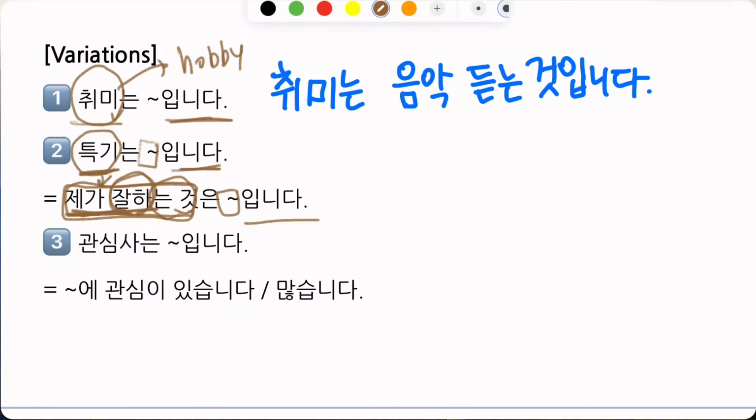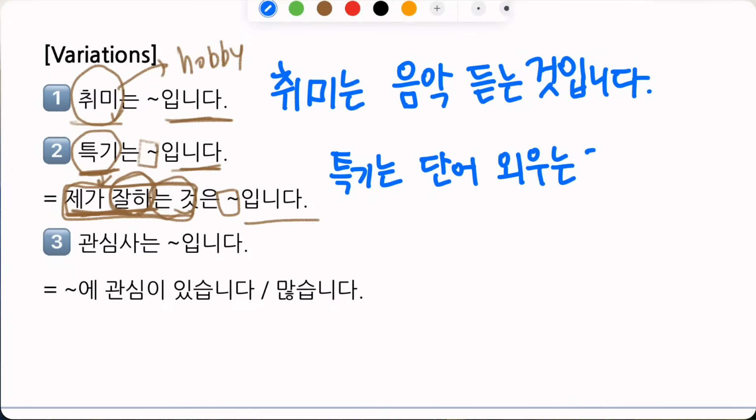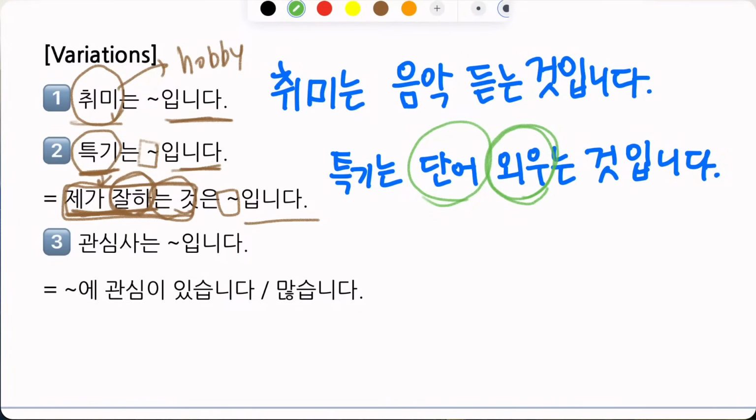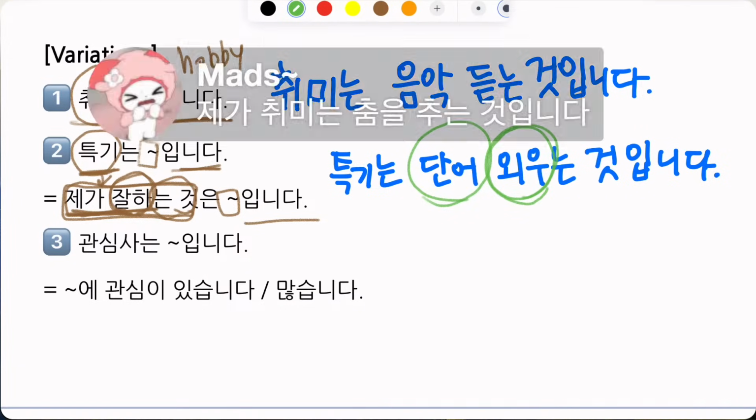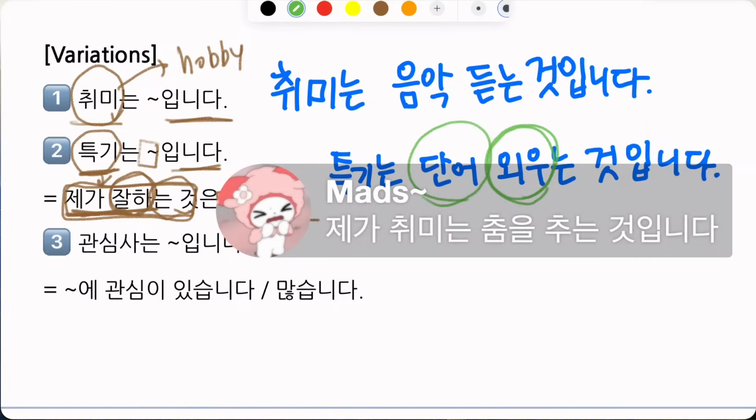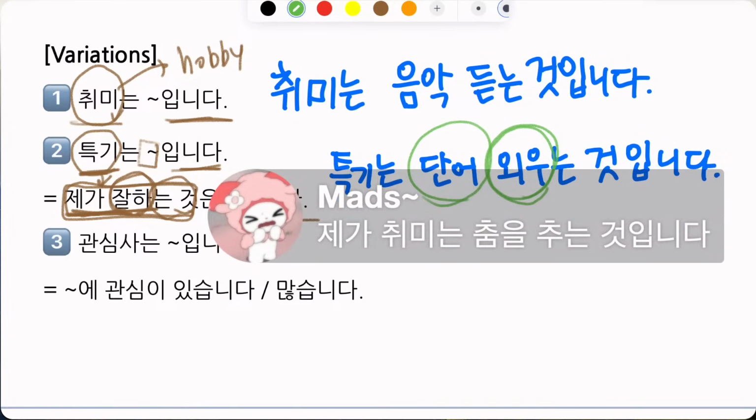So if you say what I'm good at is memorizing words, that's a really amazing talent that you have. If that's the case, you can say 특기는 단어 외우는 거. Memorizing words. 단어 외우다. 단어 외우는 것입니다. 외우다 means to memorize. 단어 means words. 그 다음에 제 취미는 춤을 추는 것입니다. You like dancing. Alright. 좋아요.